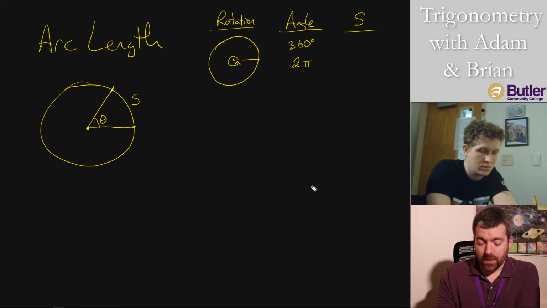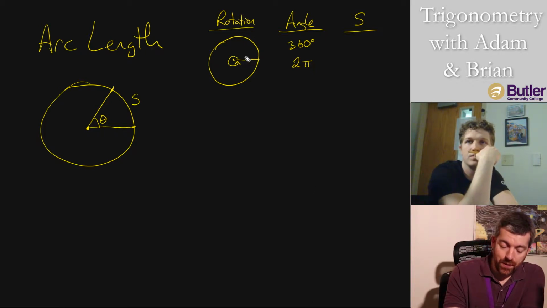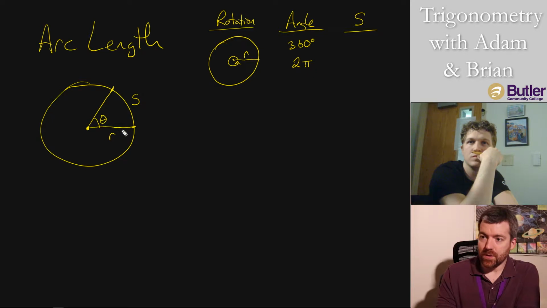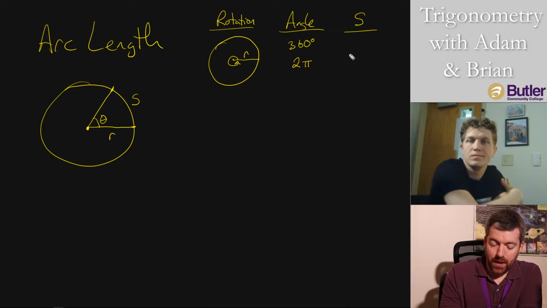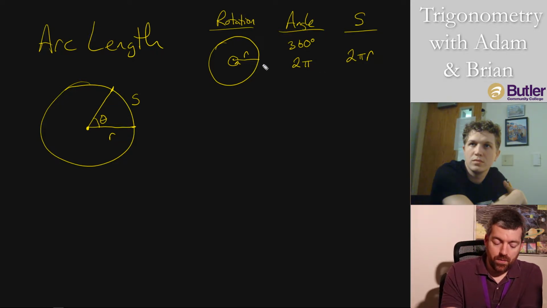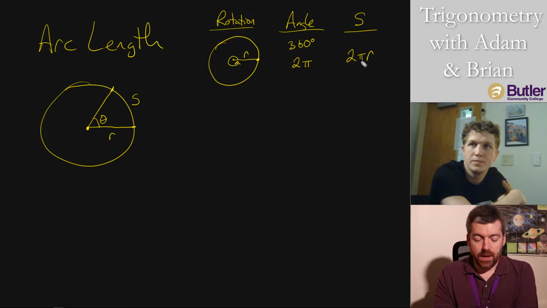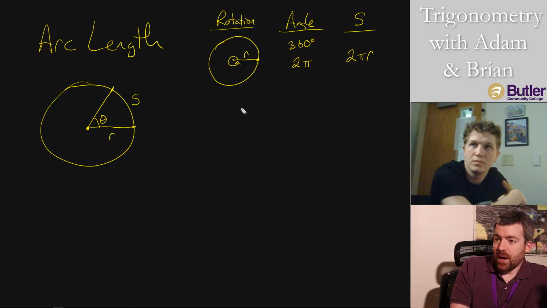Okay, and then the arc length, well, it's just going to be the rotation around the circle. So there's going to be some radius for the circle, and we take 2 pi r, and that will be the arc length. Okay. So the point starts here. If we want to move it around the circle, it ends up here. It travels a distance of 2 pi r. Okay. All right. Let's take another angle.